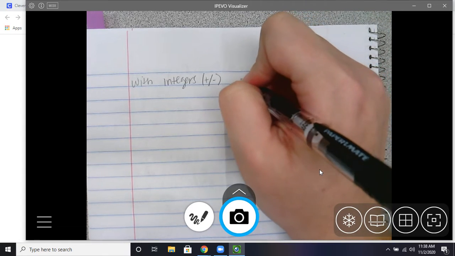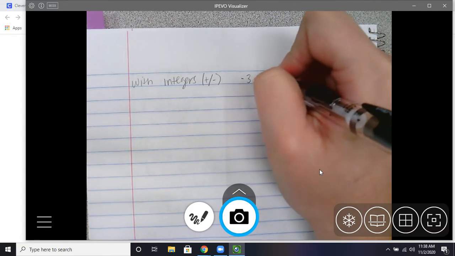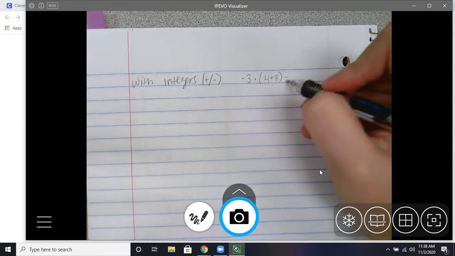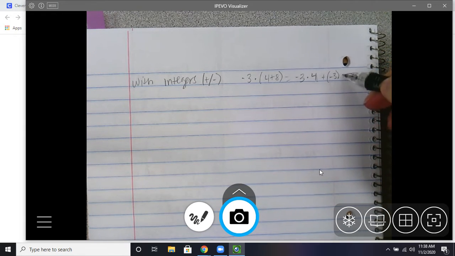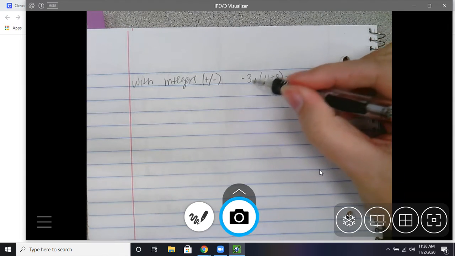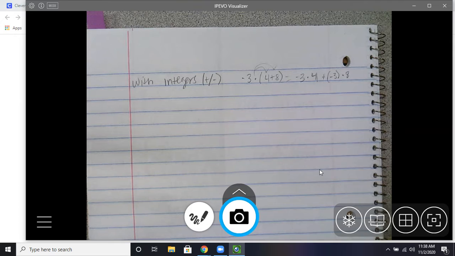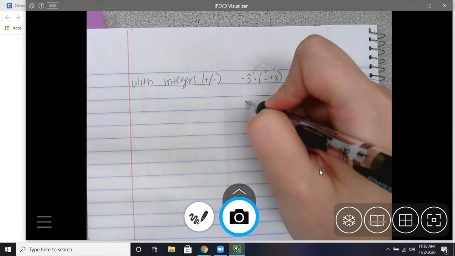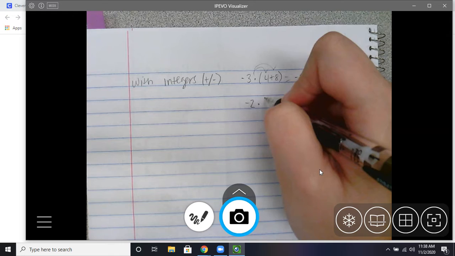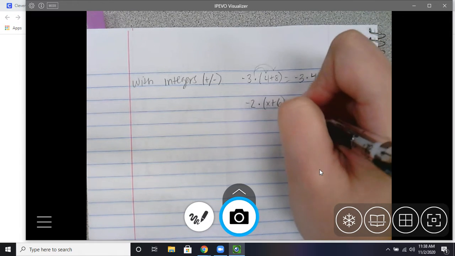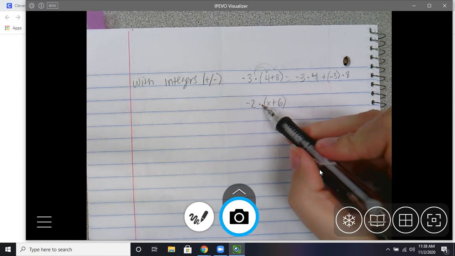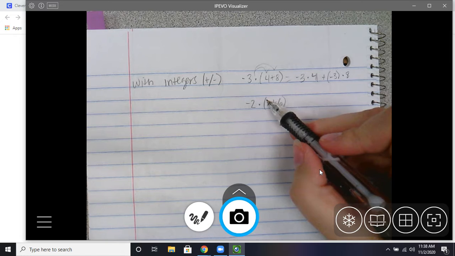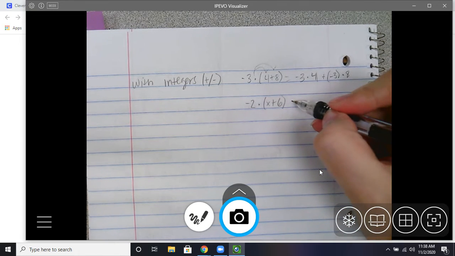So the first one is negative 3 times 4 plus 8 would give you negative 3 times 4. So we do it one step at a time, plus negative 3 times 8. So you would take this number and multiply it by everything on the inside. And then their other example is negative 2 times x plus 6. You don't have to put that dot there. That's kind of redundant, but I think they're trying to help you condition yourself into using the parentheses. So they kind of do it step by step.